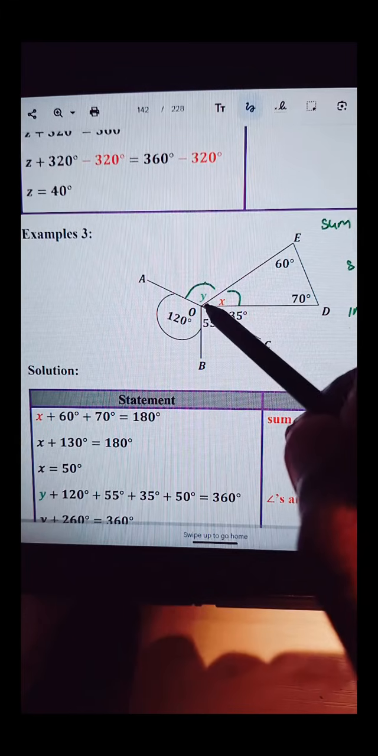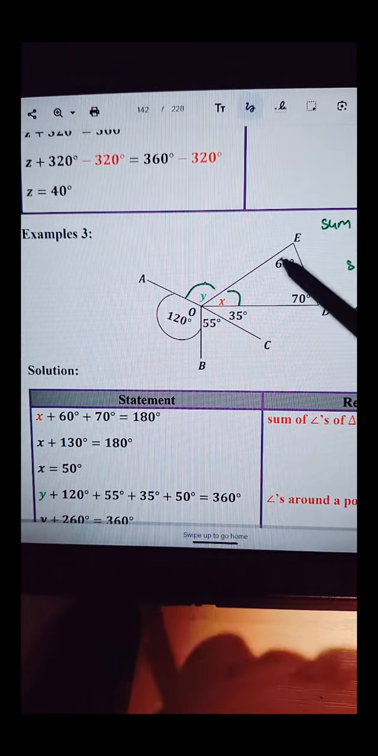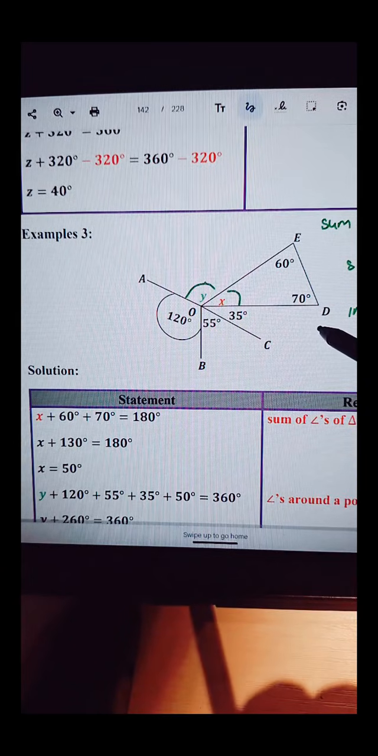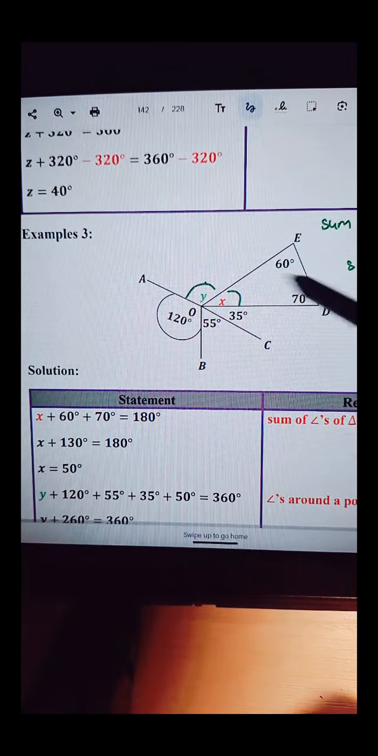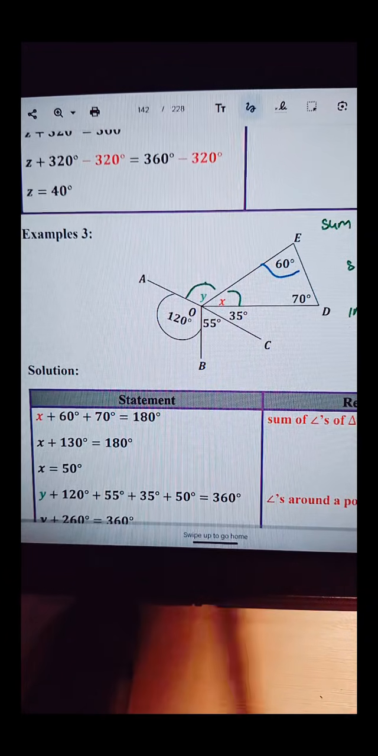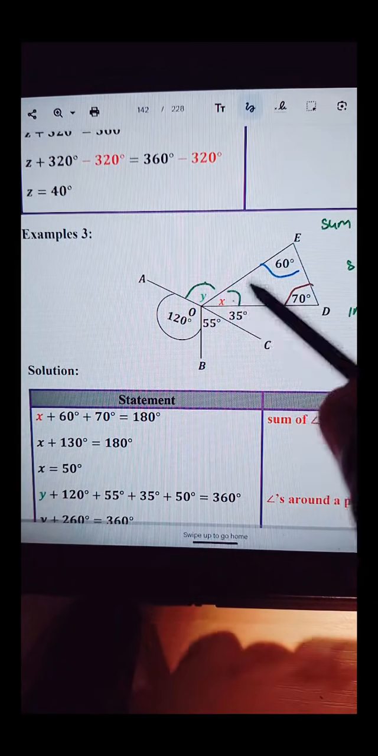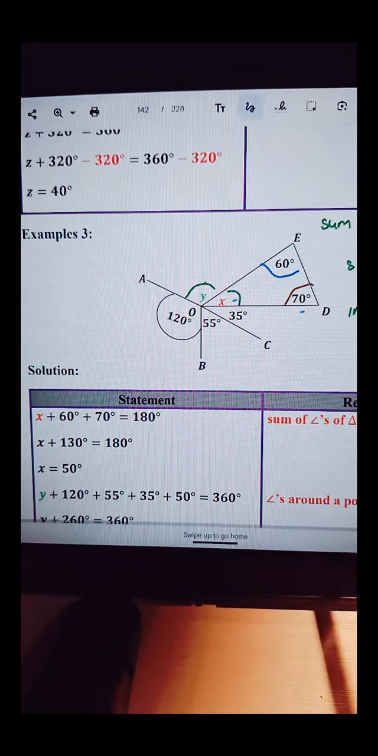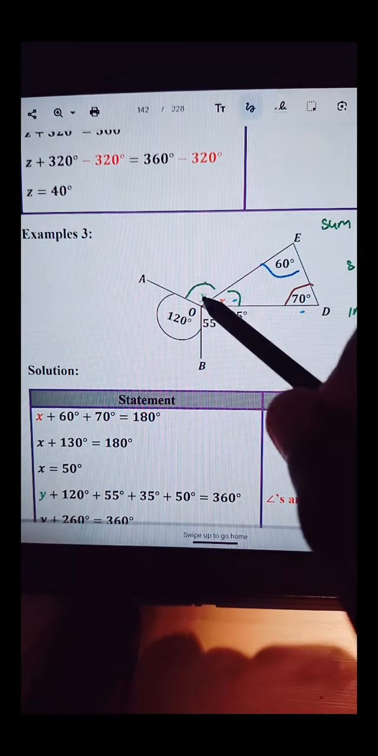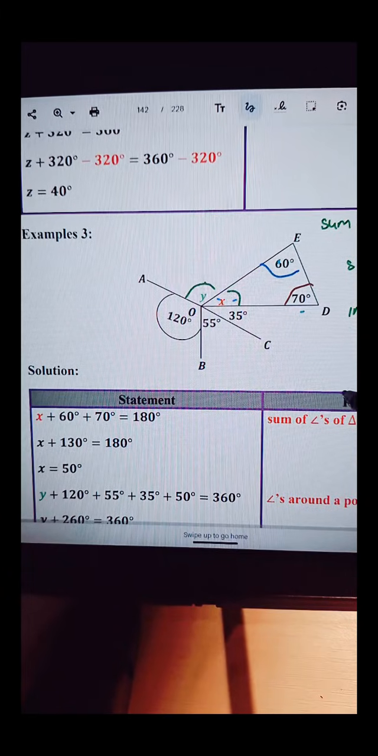But what about x? Can you find x? Yes, because x is contained within a triangle OED. What do you have in that triangle? You have 60 degrees. What else do you have in that triangle? You have 70 degrees. What else do you have? Well, you have x, but you want x. So there are 3 angles, but one is missing. So what can you do? Well, you can find the angle x by using the 2 angles that you already have.